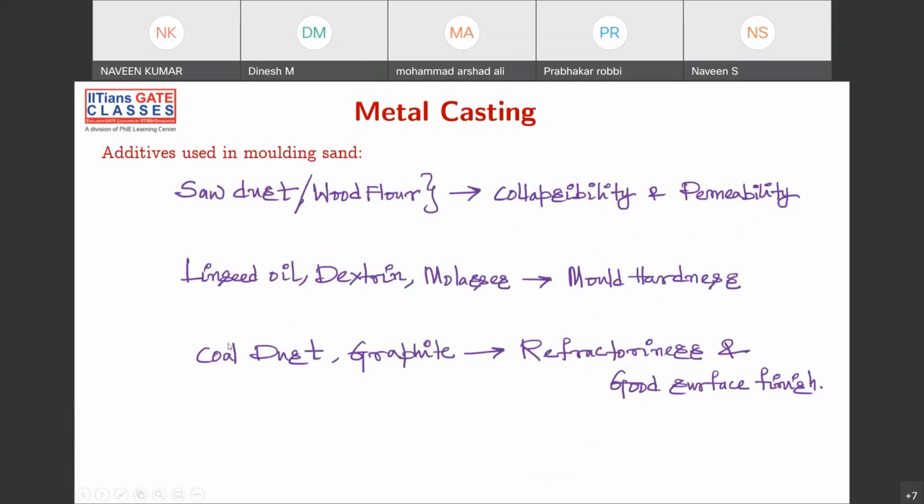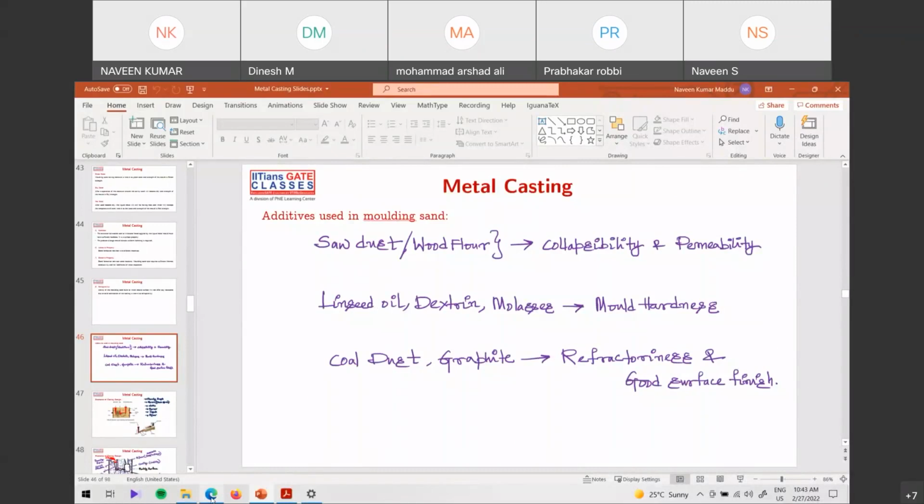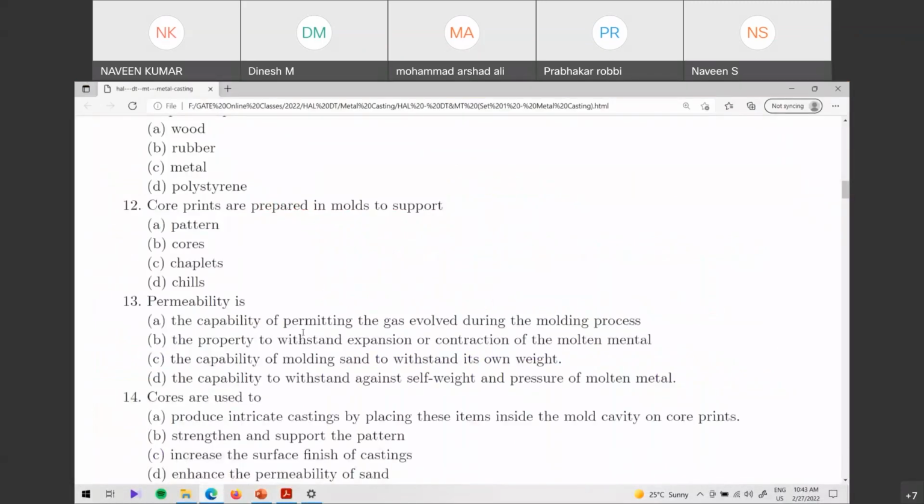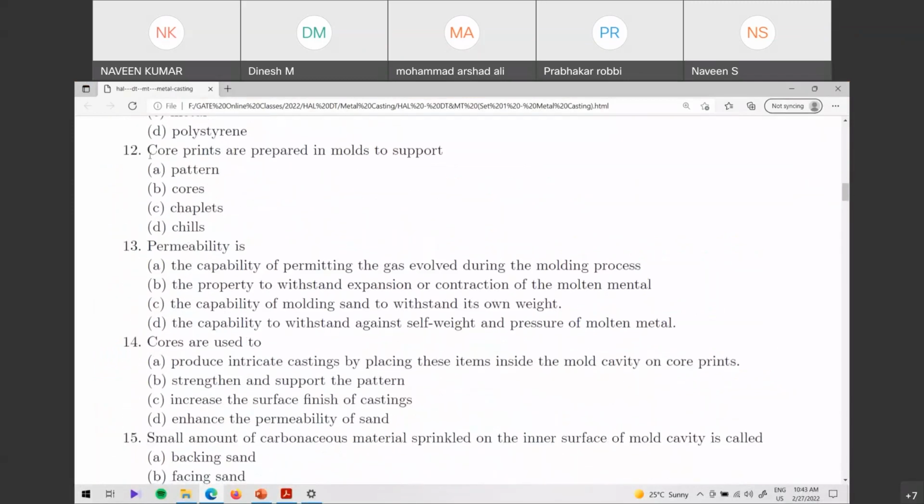Okay, let's solve some questions again. Where did we stop? I think we stopped at 11. What is the answer for the 12th one? Anyone? Answer for the 12th one? What about others? Okay, somebody is saying C. B, C, B. What about others? Core prints are prepared in molds to support whom? We have discussed this. Guys, come on.